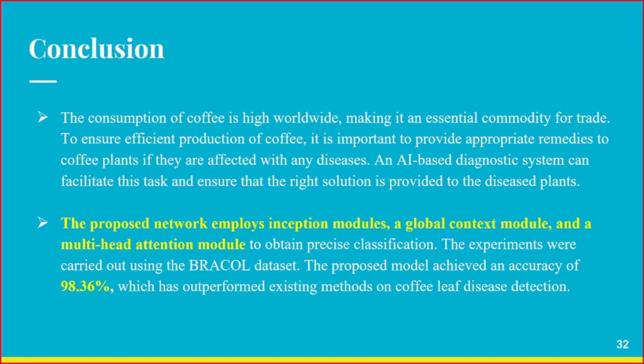So in conclusion, the consumption of coffee is high worldwide, and the diseases and pests that affect the coffee leaves reduce the production of coffee, and so there is a need for an effective AI-based diagnostic system to accurately diagnose the disease and ensure the right treatment is given to the appropriate leaf. Our proposed network employs inception modules, a global context module to gather the global representation of the pixels, and multi-head attention to attend to multiple parts of the image to obtain precise classification.